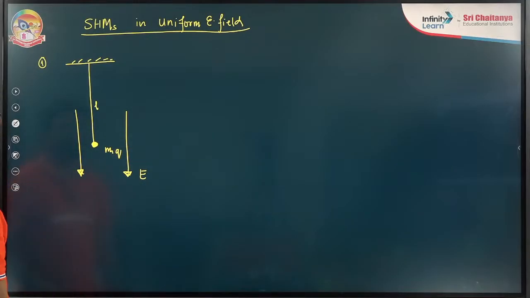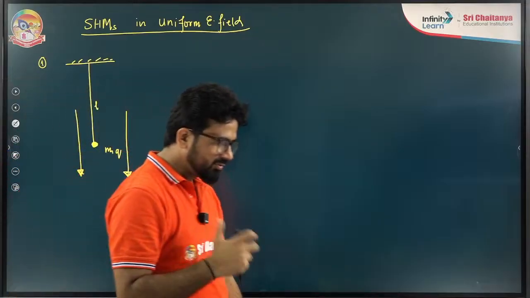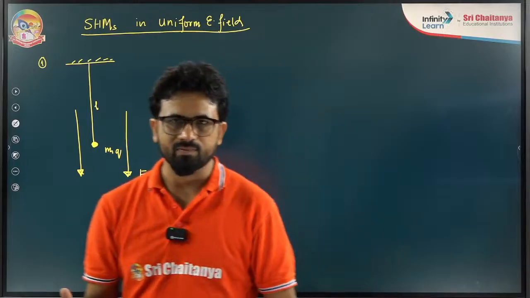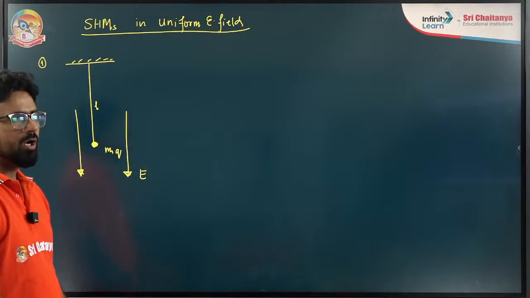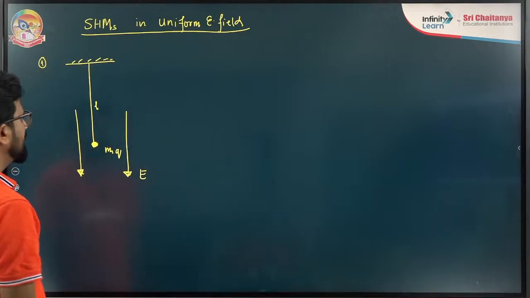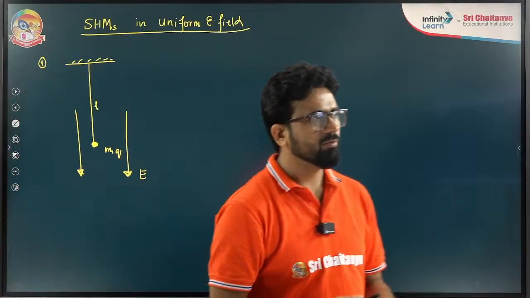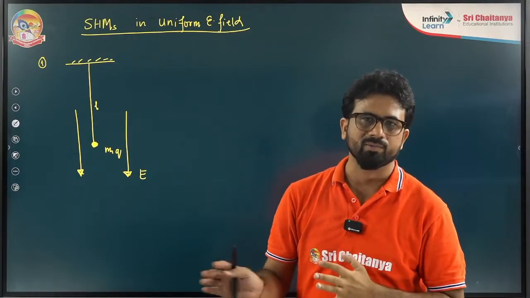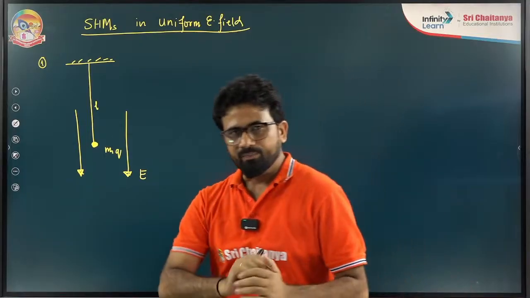Now the question is, what is the new time period of this bob, this simple pendulum? We have to calculate that. This is our intention in this question. We have to learn the concept, how to understand and solve it. We have to be focused on the SHM part, then only we are able to solve this. This type of basic question comes in the paper. Now, how to solve it?